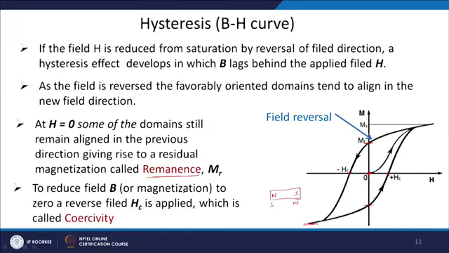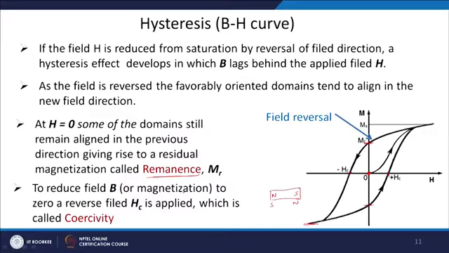So, you can see that in each of these cycles you are losing some energy. There is an energy loss in each cycle because it is not following the same curve. If it had followed the same curve, maybe it would have gone like this, and as you reverse the field it would go like this, then there would not be any problem, and it would not lose any energy in this process of magnetization, demagnetization and so on.